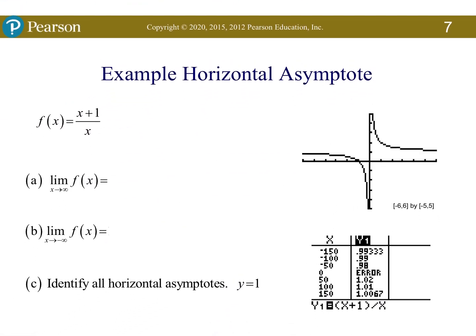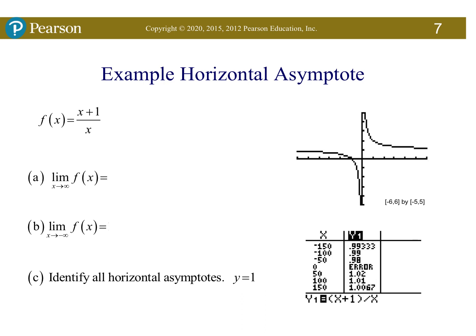Here's a graph that has a horizontal asymptote that looks a little different, but the horizontal asymptote is coming right across here. Both sides of the graph will never cross that line. Okay, there is your y equals 1 as a horizontal asymptote. So visually we can see it.